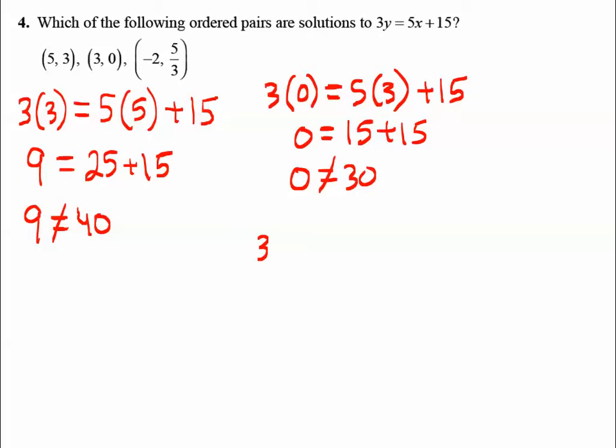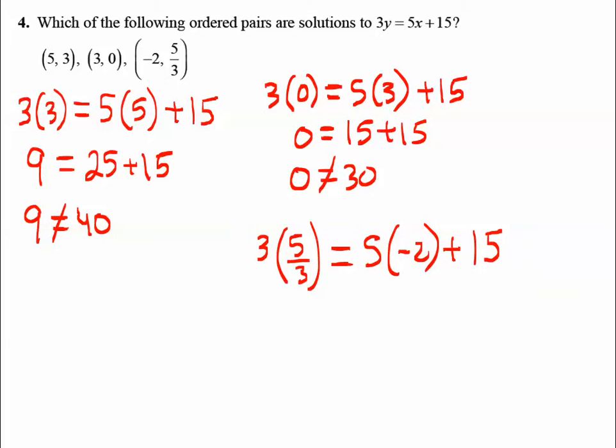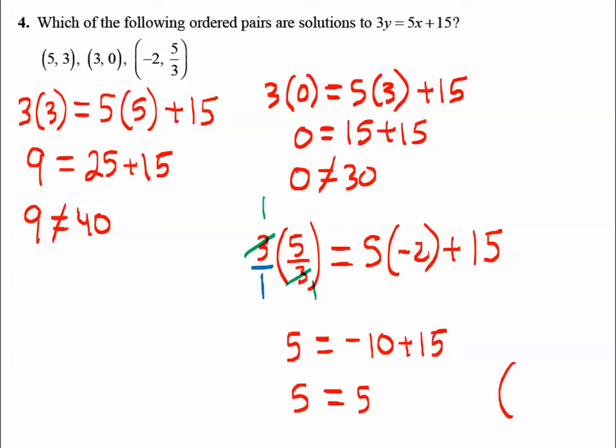All right, last one here. Let's see. The 5/3 goes in for the y value. The -2 goes in for the x value. Because you have a whole number multiplying a fraction, remember what we do is we make both of them fractions. Cancel both of those. It leaves you with a 5 on the left-hand side. 5 times -2 is -10. -10 plus 15 would give you a 5. Perfect. So we verified that out of those 3, -2 comma 5/3 is a solution.